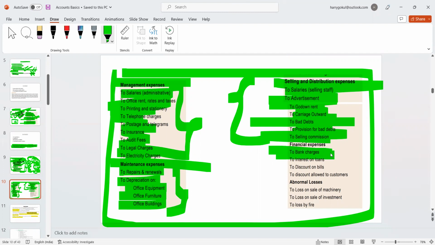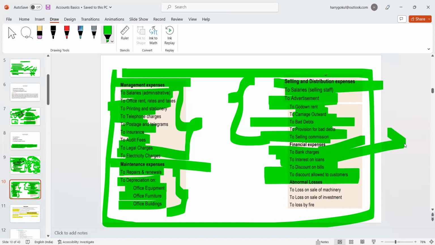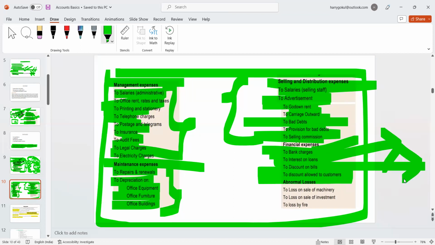What about the creditors? When will it become good credit? When you haven't paid, it will become like good credit, but it won't happen. It's a rare event, the same as bad debts. If you trust a wrong person, the debt becomes damn sure bad. Okay, what about financial charges? Bank charges, if you maintain a bank account. If you have a loan, like I purchased a car or machinery, I need to pay the interest. It becomes interest on loan. And if I am having a bill of exchange and I discounted it with the bank, it will become discount on bills.